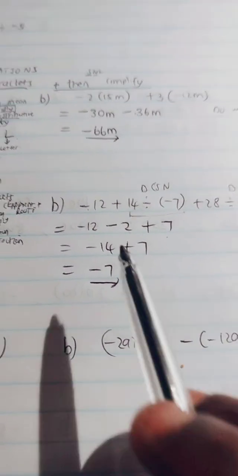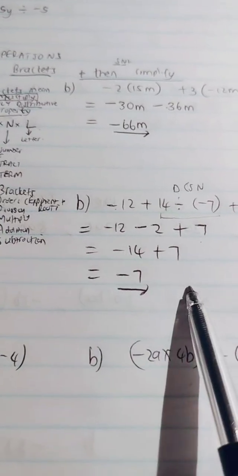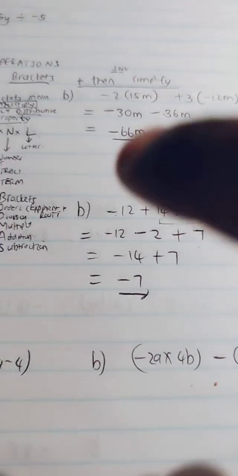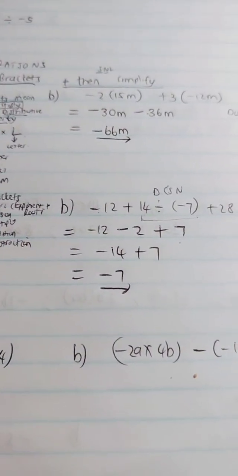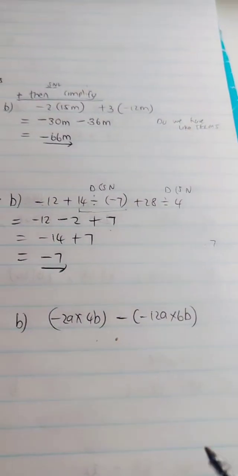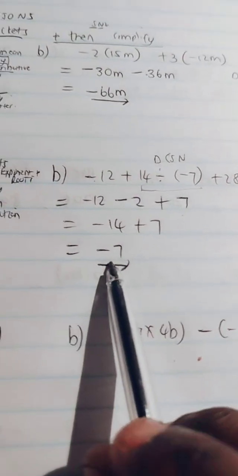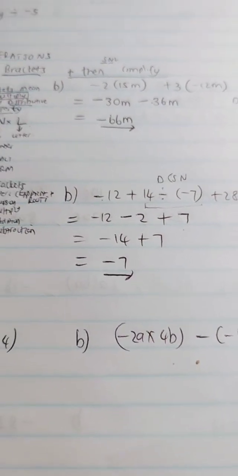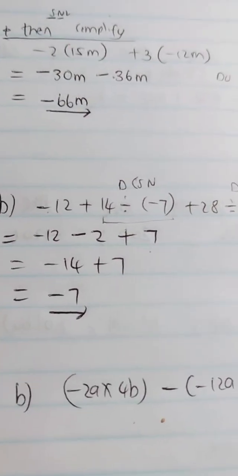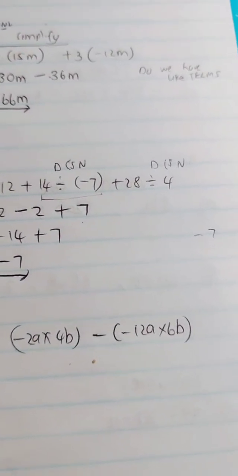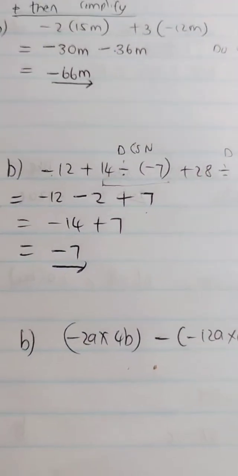I repeat, when the signs are different and you are adding, you hide the signs. You say big number minus small number. You get 7. Then you take the sign of the bigger number. It's negative 7. So negative 7 is the answer for our question. BODMAS was easy there. Very nice and smooth, that BODMAS.